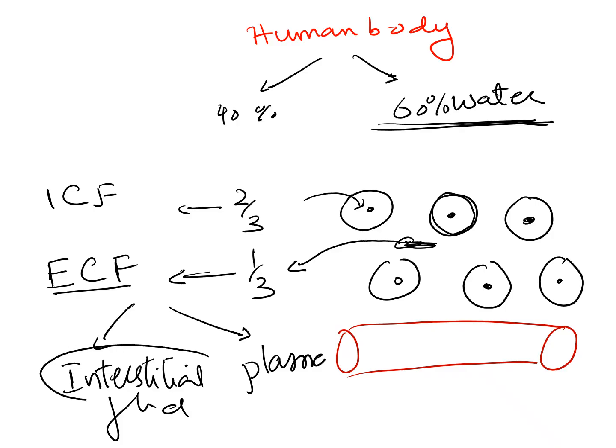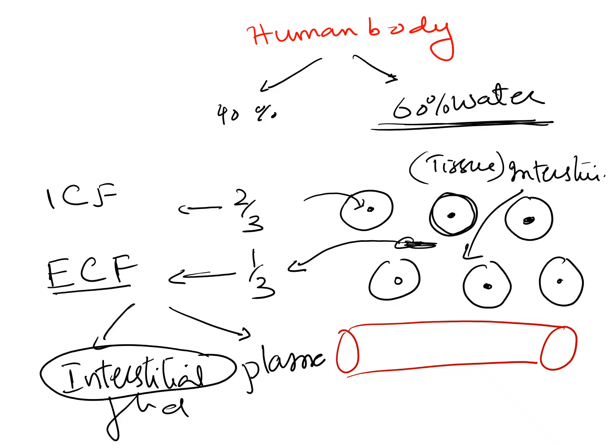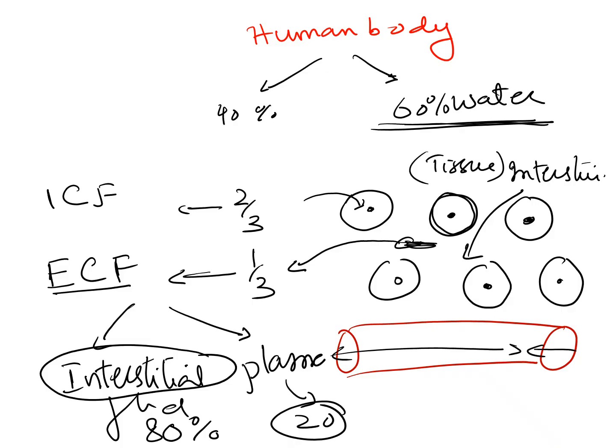Now what is interstitium? Interstitium is the space between the cells. So this part is interstitium, the tissue between the cells. The interstitial fluid, which is present in the interstitium, makes up 80% of the extracellular fluid, and the remaining 20% is present within the blood vessels, which is plasma.